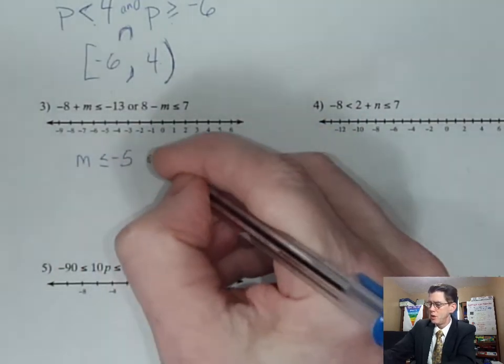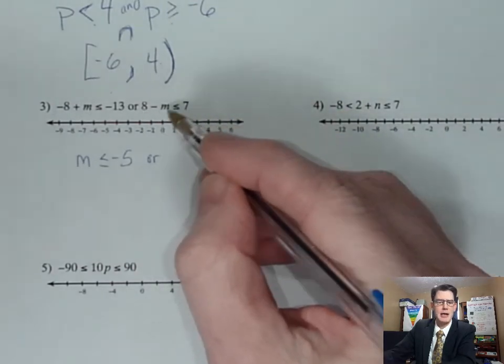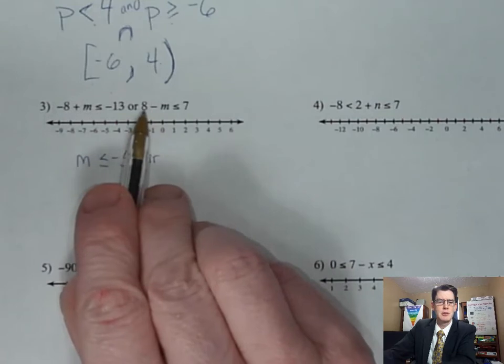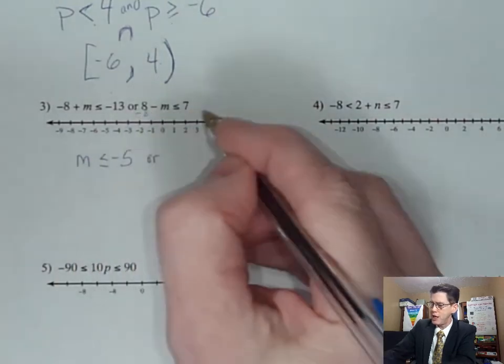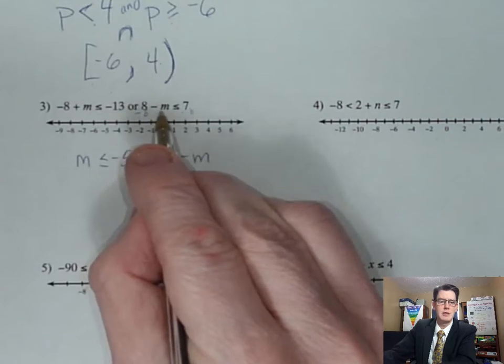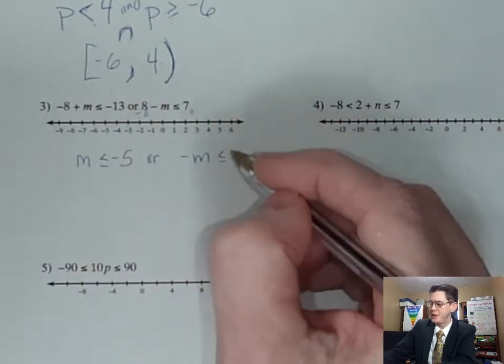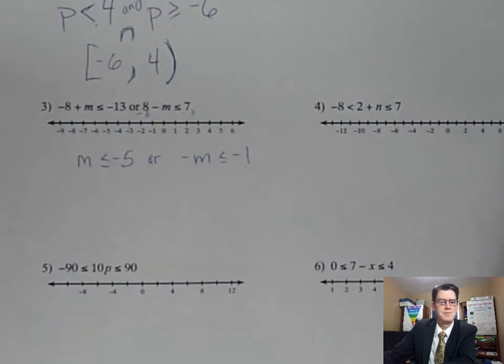-13 plus 8. Or, let's see, on this one, I'm going to -8. That's a +8 right there. So I'm going to subtract 8 from both sides so that -m, that negative is still there, less than or equal to 7 minus 8. You can use your calculator if you need.